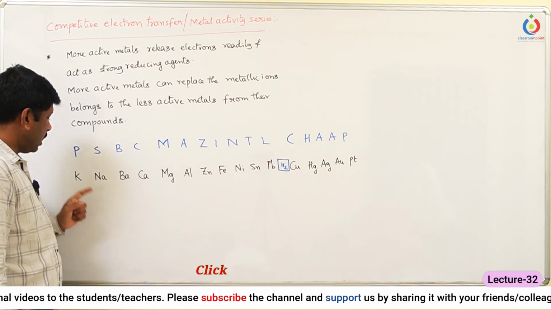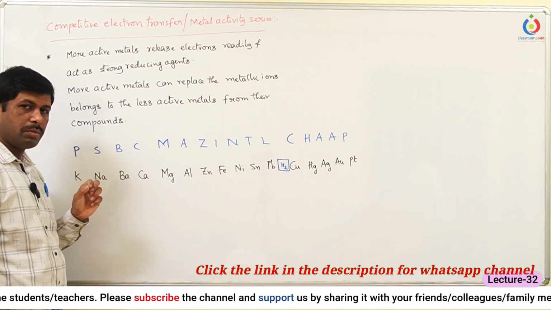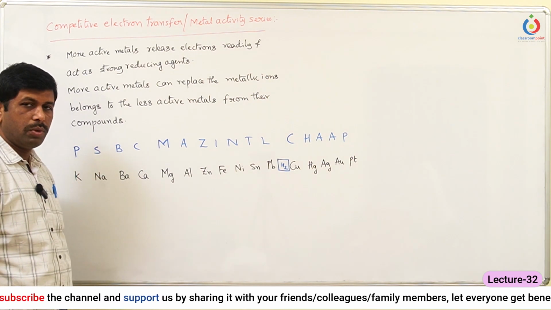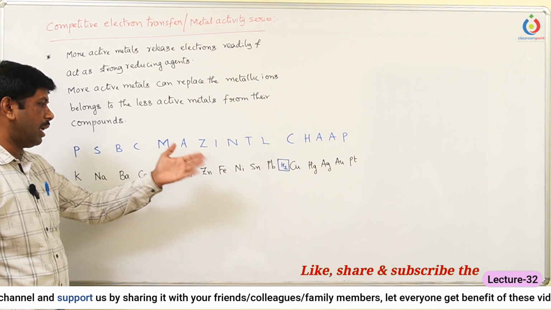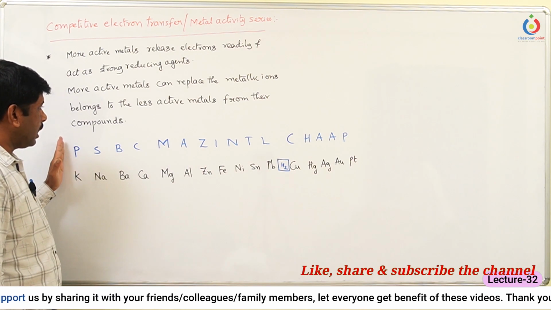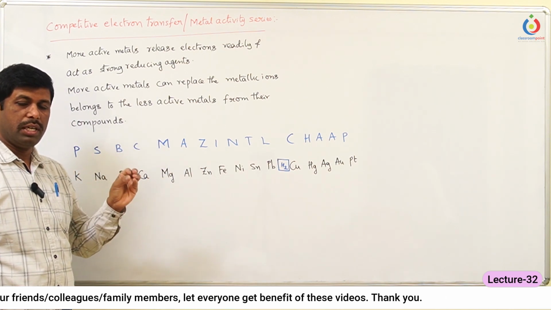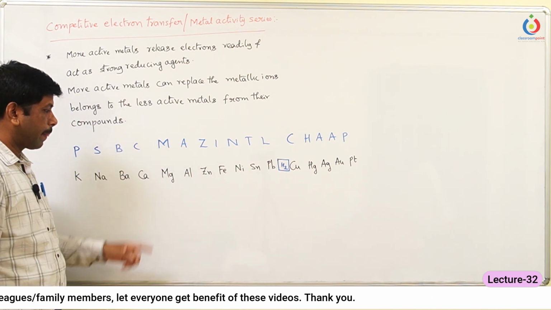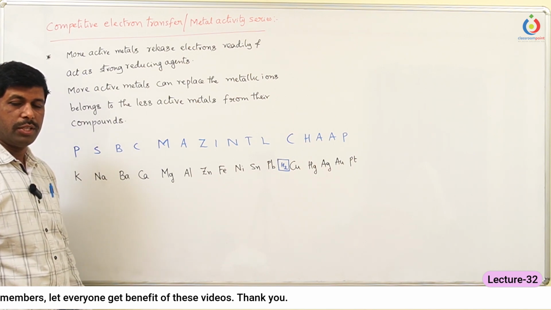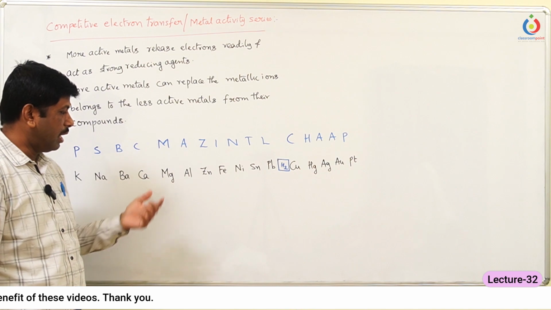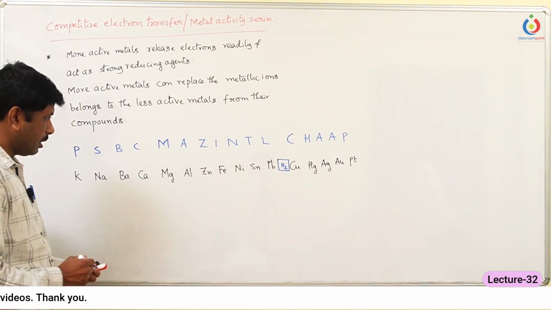What does that mean? That means potassium can release electrons more easily than sodium, and sodium can release electrons more easily than barium, and like this. The more active the metal, the more easily it releases electrons, so it acts as a strong reducing agent. The less active the metal, it has only the option to accept those electrons and get reduced. So let us see this by taking some examples.